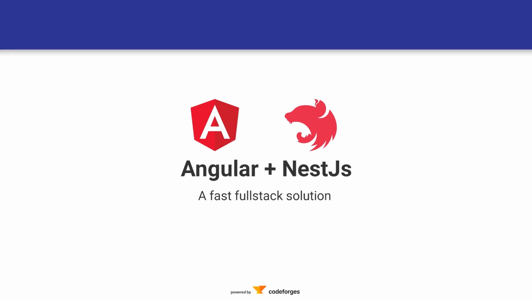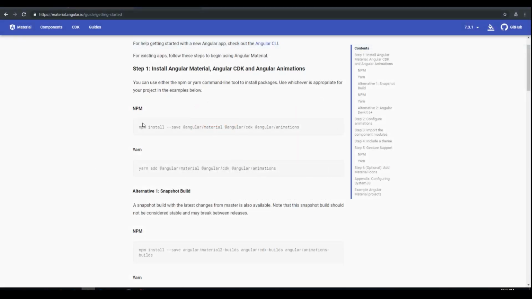In this video tutorial series, we will be working on a blog application. For that, we will use NestJs as our backend and Angular as our client application. Additionally, we will be adding material design using Angular Material, and we will use Bootstrap for our grid. Now let's start. First of all, let us install Angular Material.